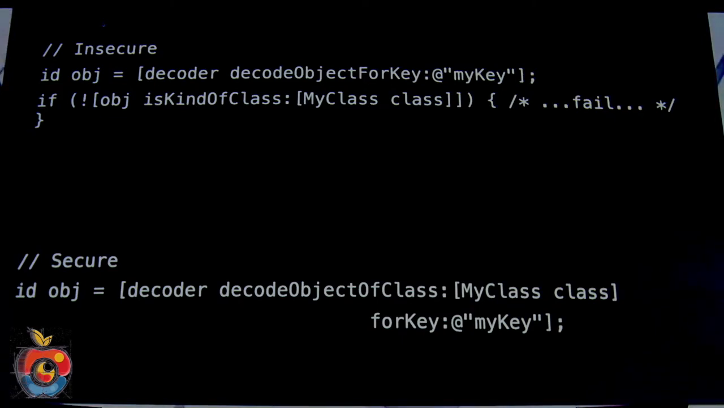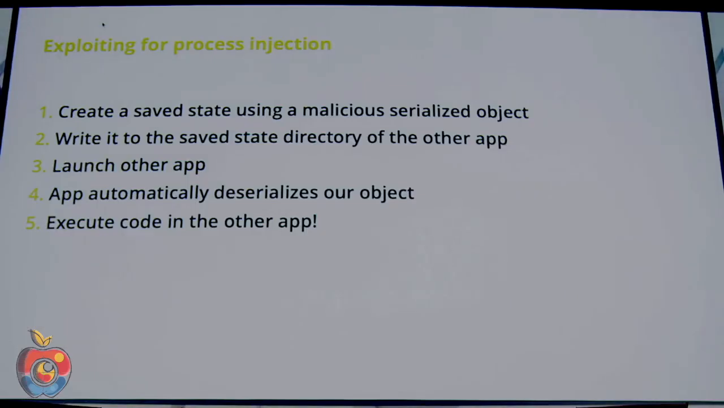So I had this idea for an attack. I create a saved state with a malicious serialized object. I write it to the saved state directory of another application. I launch the other application. It deserializes that object, and I have code execution in that other app. This sounded really easy, but then I started looking into this.